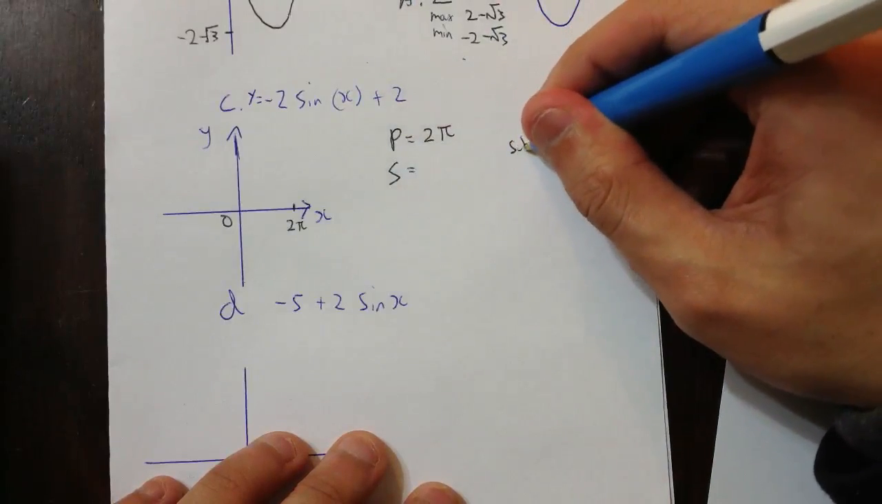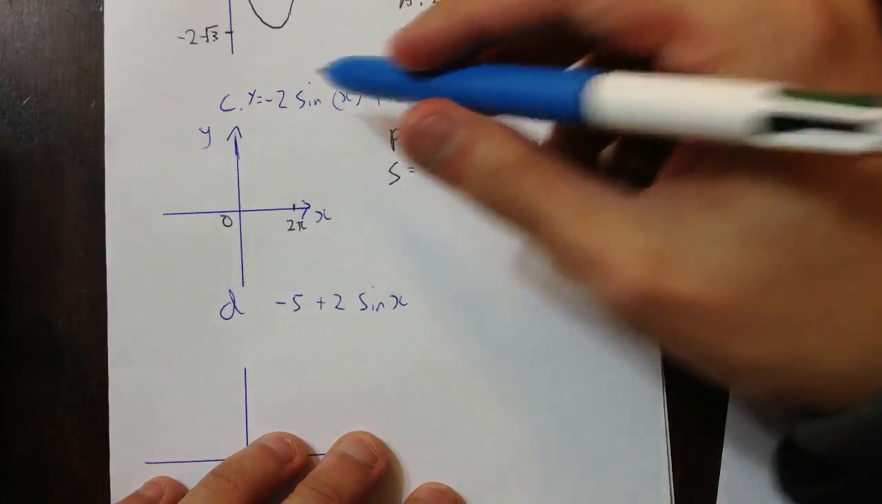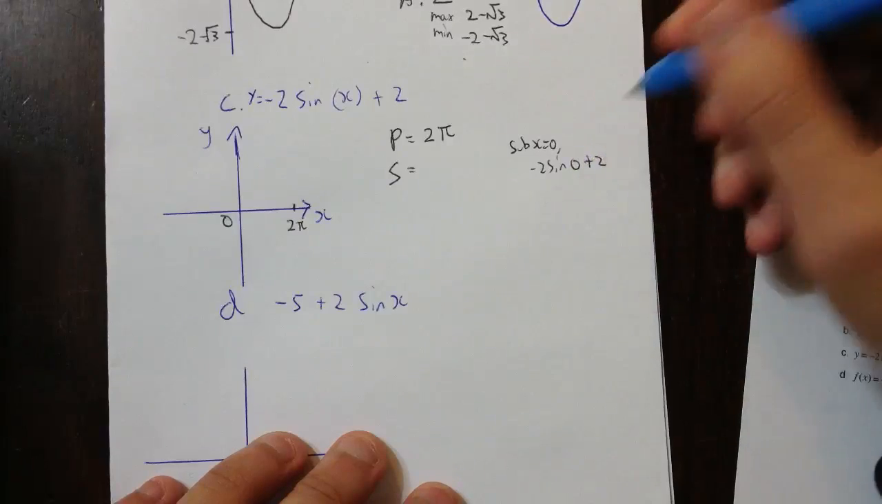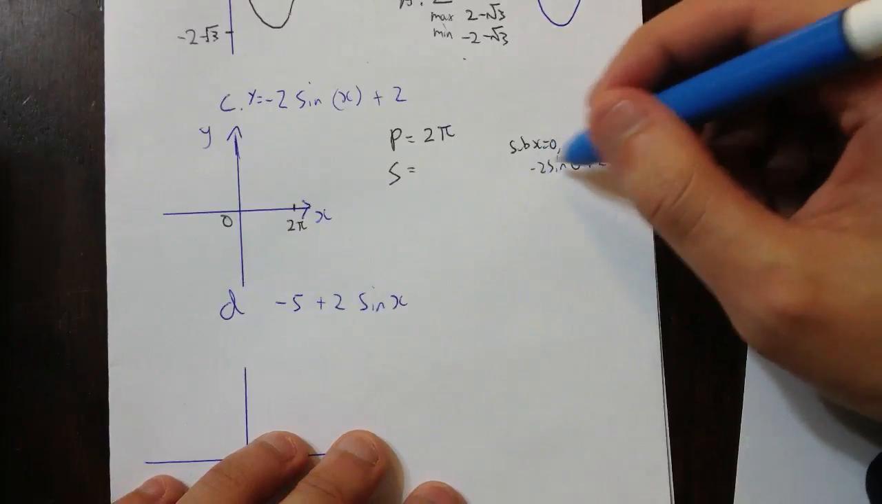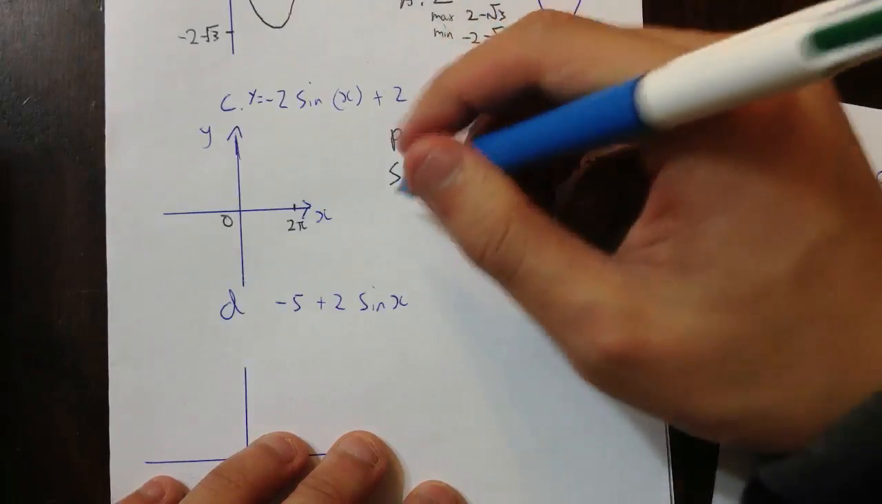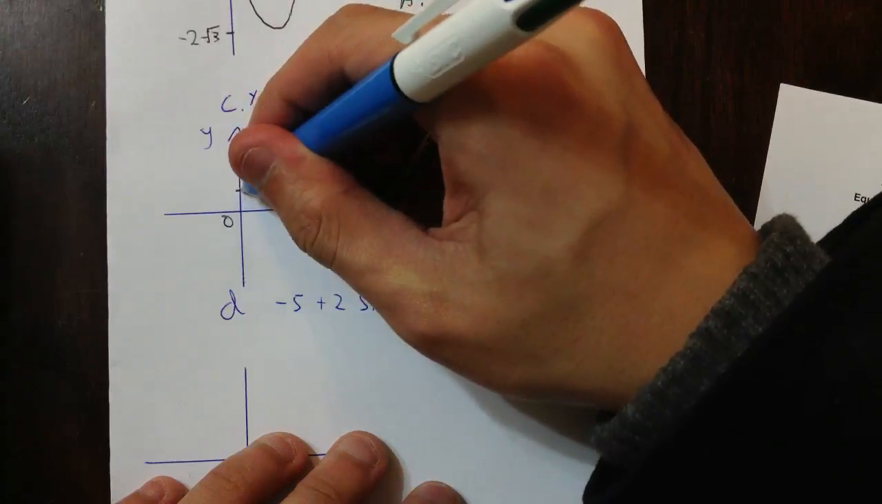So I'm going to sub x equals 0. You don't need to write this, but you just need to think that in the exam. And then you get minus 2 sine 0 plus 2. And if you look at your little cheat sheet area, sine 0 is 0. So our starting point is 2. Now we want to know how high and how low we're going to go.